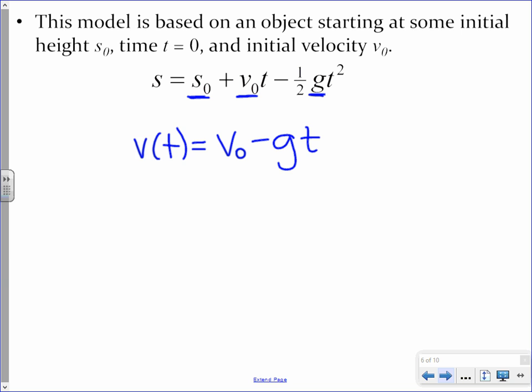And then if we want the acceleration, we would take the derivative of velocity. Well, what's the derivative of V naught minus GT? Remember, this is a constant, so its derivative is 0. The derivative of negative g times t is just negative g. This makes sense. Our acceleration is negative gravity. Our acceleration is the pull of gravity.